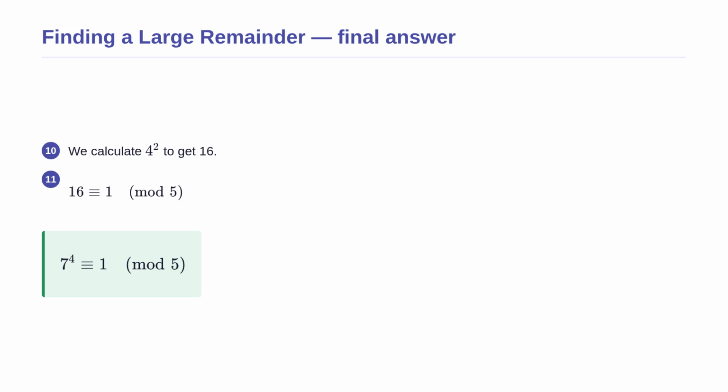By chaining our congruences together, we can conclude that 7 to the 4th power leaves a remainder of 1 when divided by 5. We found this final answer without ever having to calculate that 7 to the fourth power is actually 2401. This shows the true power of modular arithmetic. It keeps numbers small and manageable while preserving the exact cyclical position.